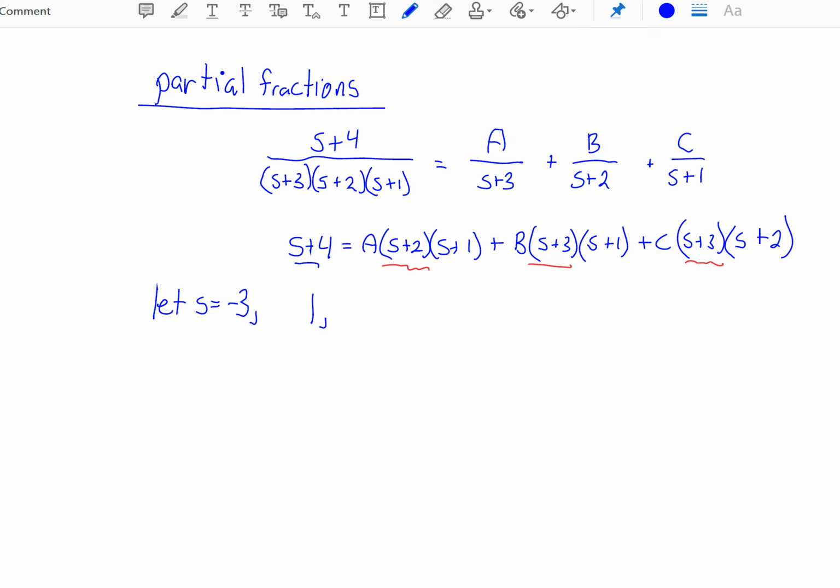Now if s is -3, then we have 1 equals a times, -3 plus 2 is -1. And if s is -3, s plus 1 is going to be -2. This gives us the equation 1 equals 2a, which tells us a has to be a half.